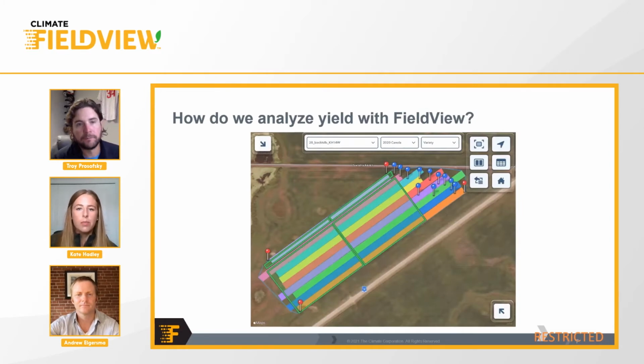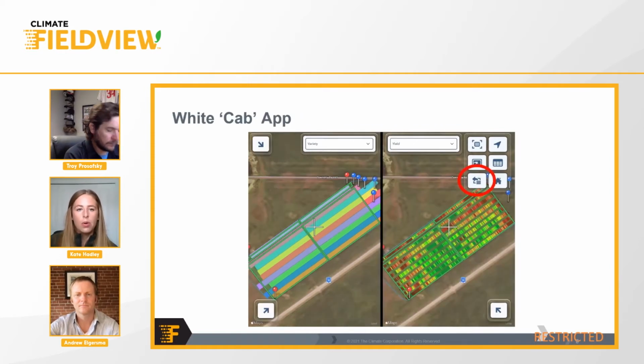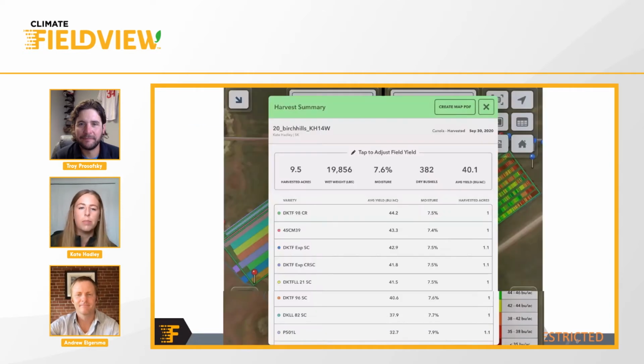So we're going to talk about how to analyze yield with FieldView, and I'm going to go through both the white cab app and the black app. So I'm starting with the white cab app, and here we have a side-by-side of a seeding map and the harvest data. If you click on that arrow that's jumping out of the hamburger menu in the top right-hand corner, and then select the harvest summary option, that's going to pull up a nice table for us.